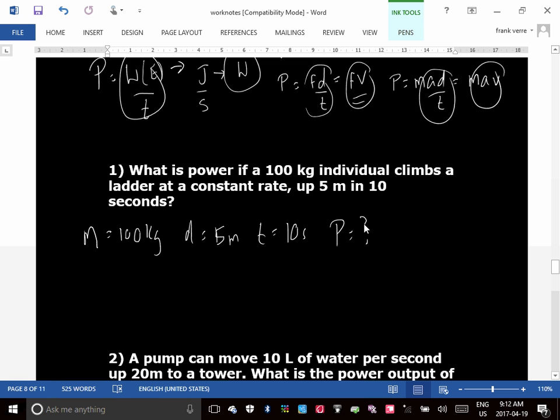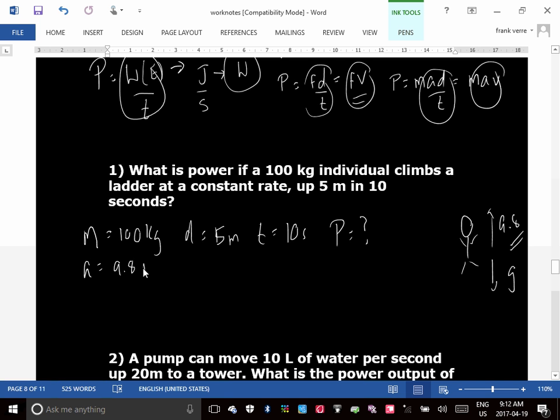Now, there's a big clue, by the way. Sometimes you have information that you don't think you have. It says we're moving up at a constant rate. So that means the acceleration up is the same as the acceleration down, and we already know what the acceleration down is. It has to be little g. So the acceleration up has to be 9.8.